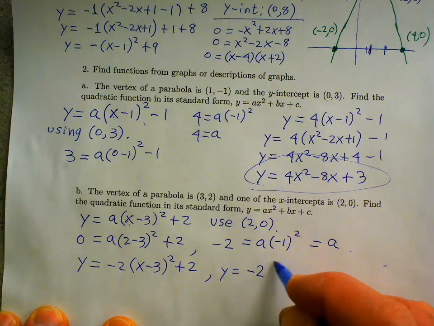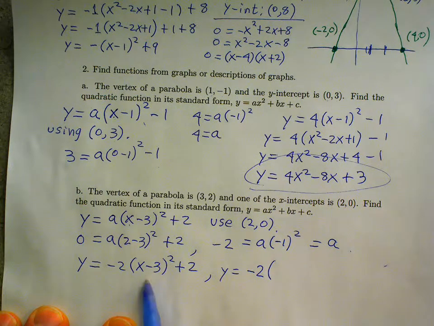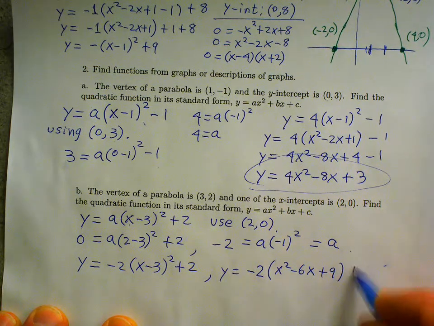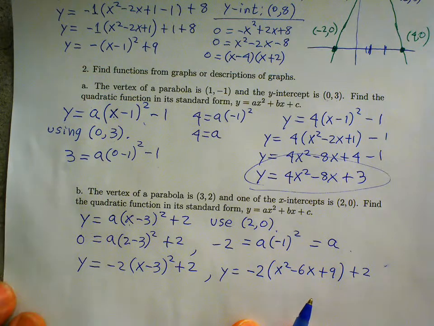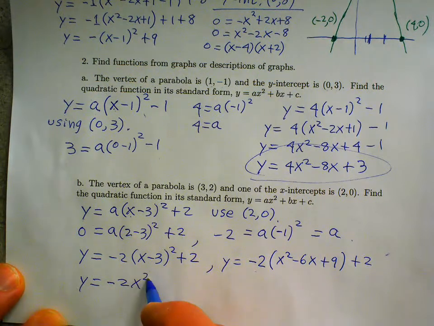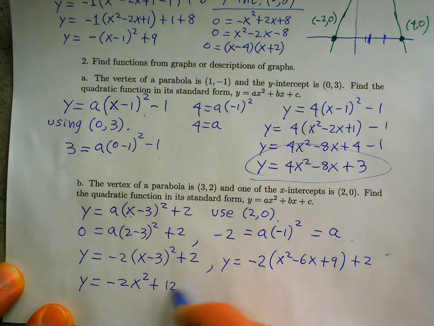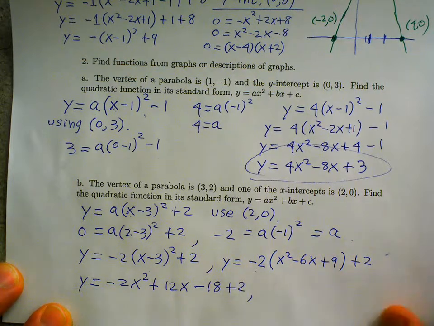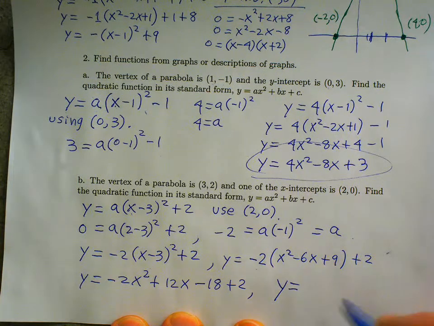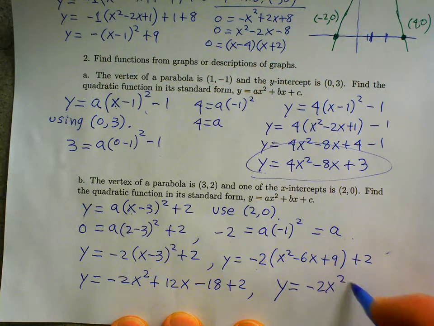So -2, and then we square the binomial. X minus 3 squared is x squared minus 6x plus 9. And then the plus 2 on the outside. And then distribute multiplication by -2, we get y equals -2x squared plus 12x minus 18 plus 2. And then finally, the standard form is y equals -2x squared plus 12x minus 16.